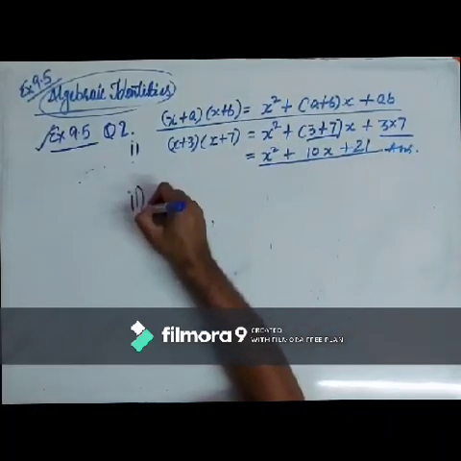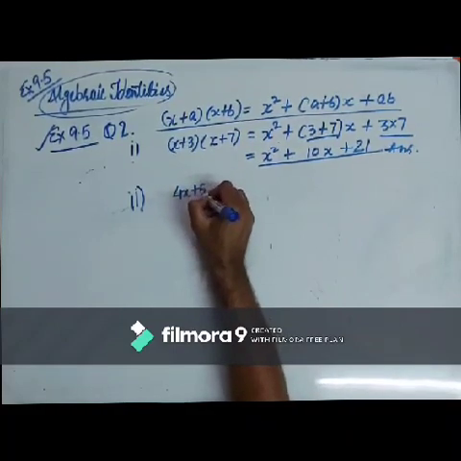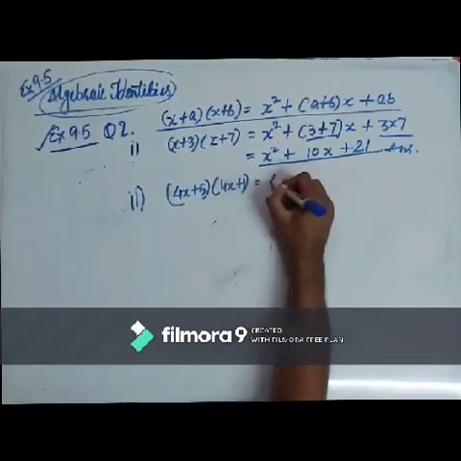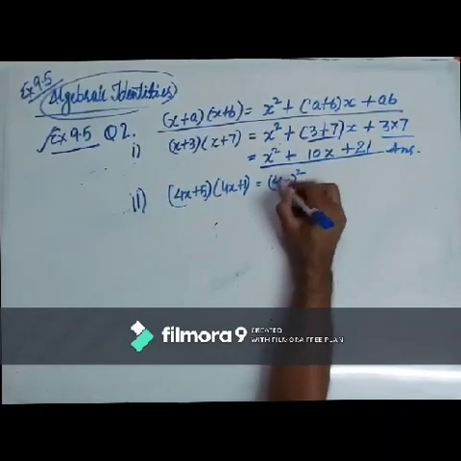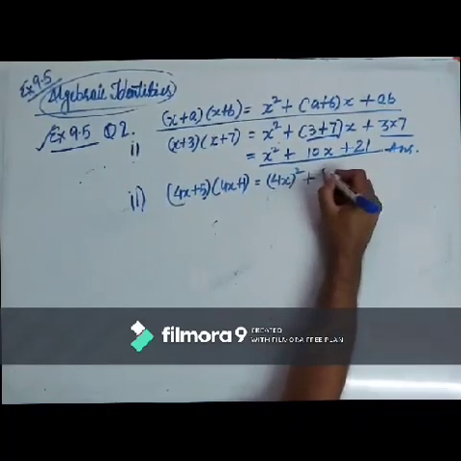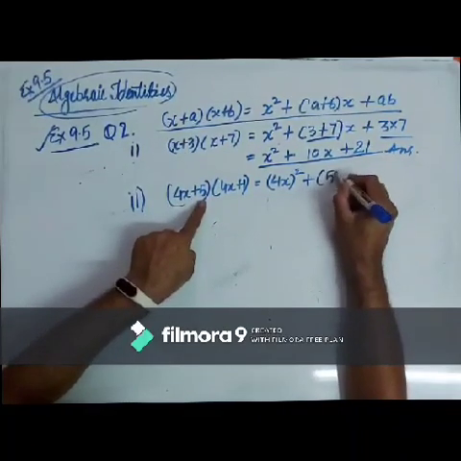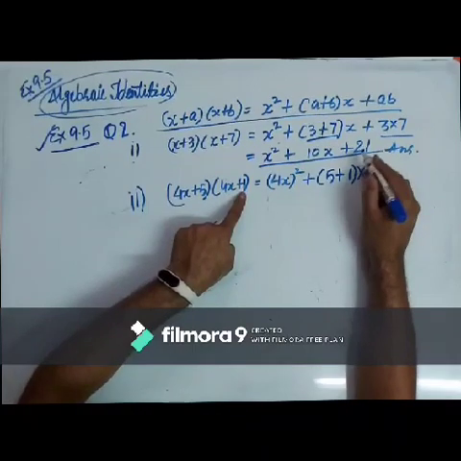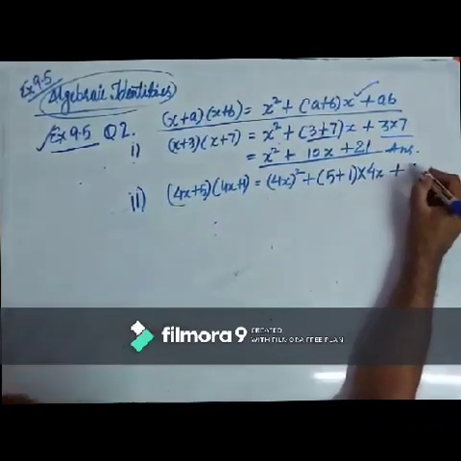Part number 2 says (4x plus 5) into (4x plus 1). Similarly, 4x is my first term, so (4x) whole square. Remember, both the components of the first term will take up the power, that is why the bracket. Plus, bracket start. What is a here? a is 5, plus what is b? b is 1. So what is multiplied by x? x means 4x. So for me it is 4x.